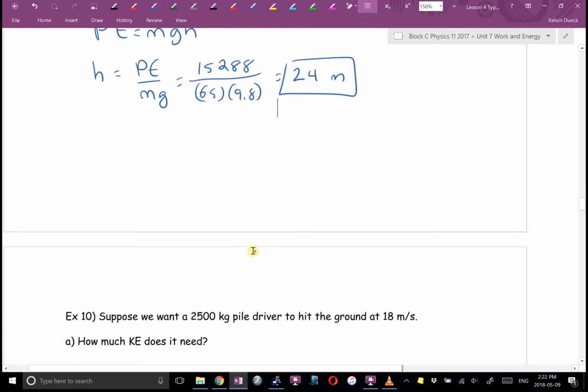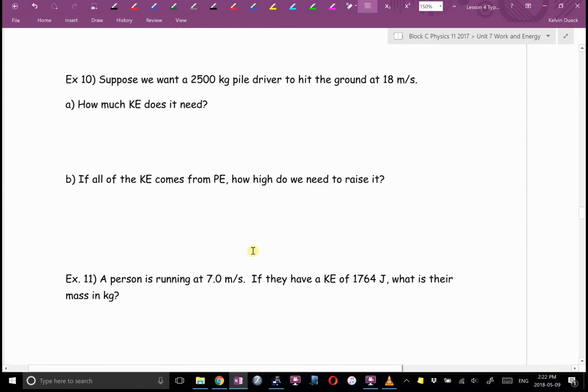Turn the page. This is the physics of pile drivers. Not the wrestling move, the actual thing that pounds poles into the ground. So suppose we want a 2,500 kilogram pile driver to hit the ground at 18 meters per second. First of all, how much kinetic energy does it need? KE equals a half mv squared, or mv squared over 2.